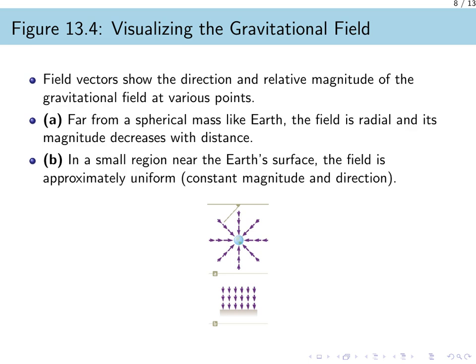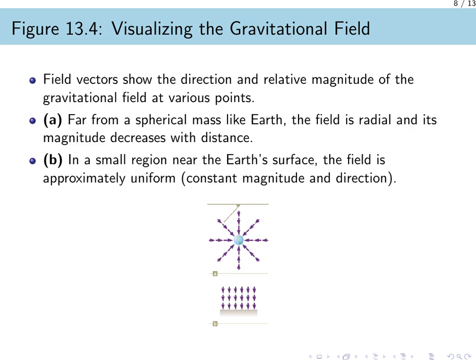This slide presents figure 13.4, which gives us a visual representation of the gravitational field around a massive object like the Earth. The arrows you see are called field vectors. At any point in space, a field vector tells us two things. Its direction indicates the direction of the gravitational acceleration, and its length represents the magnitude or strength of that acceleration.